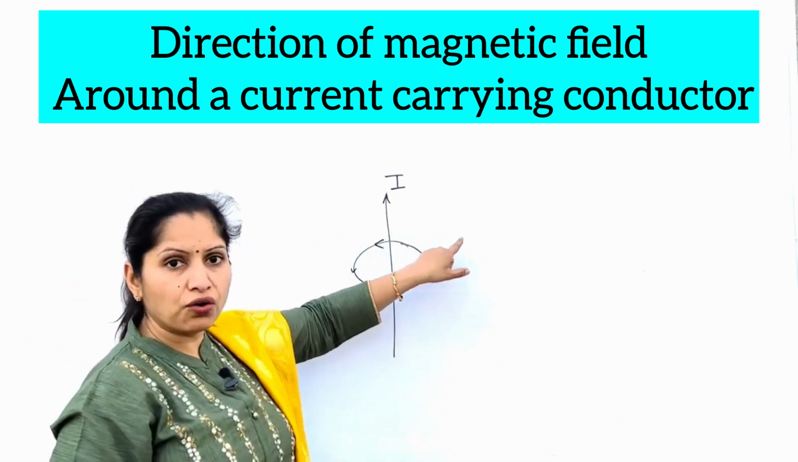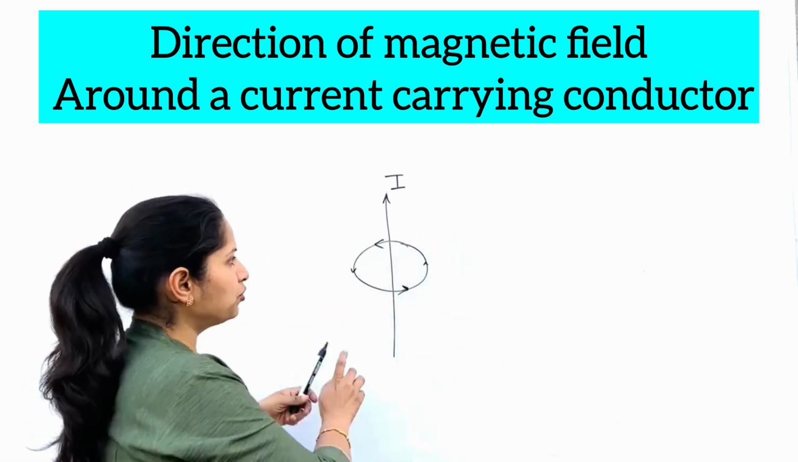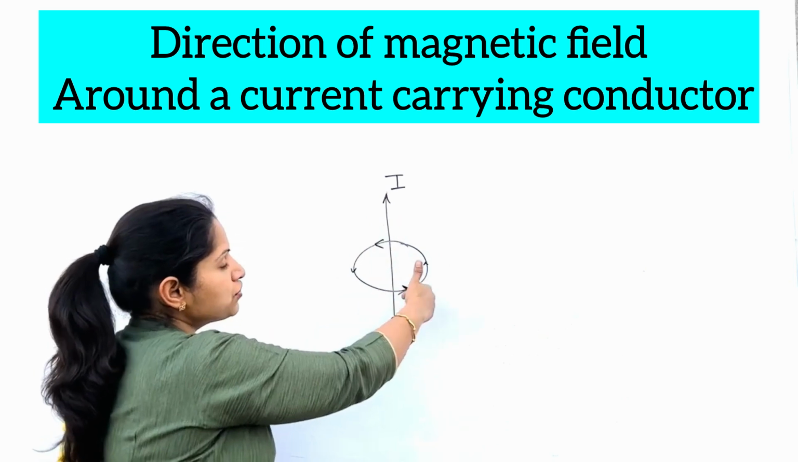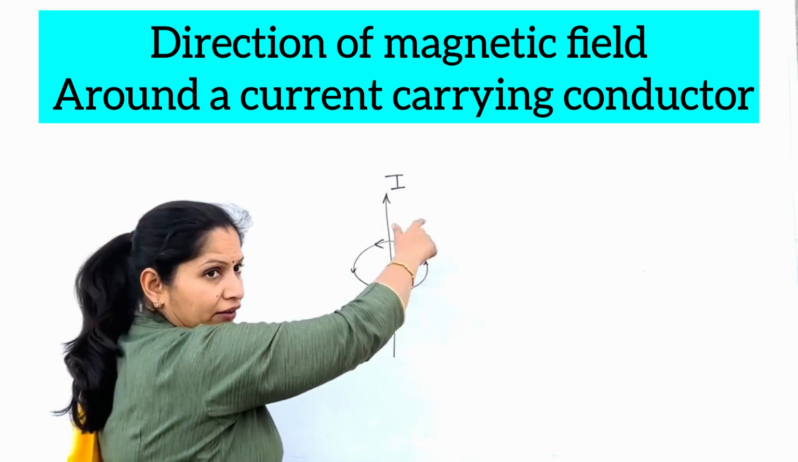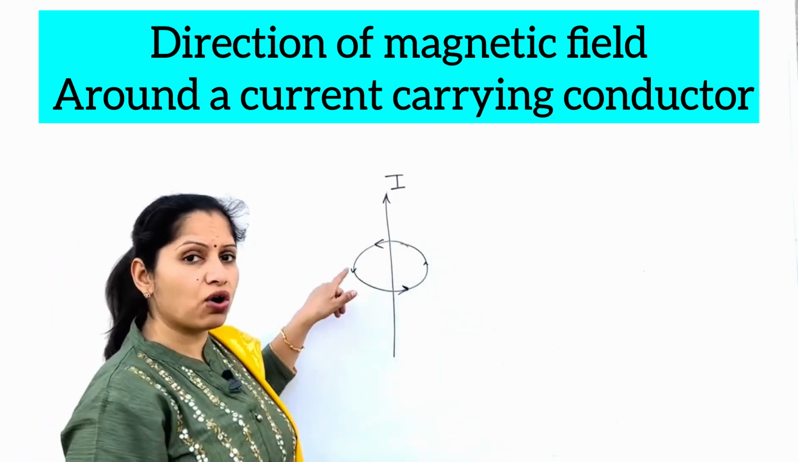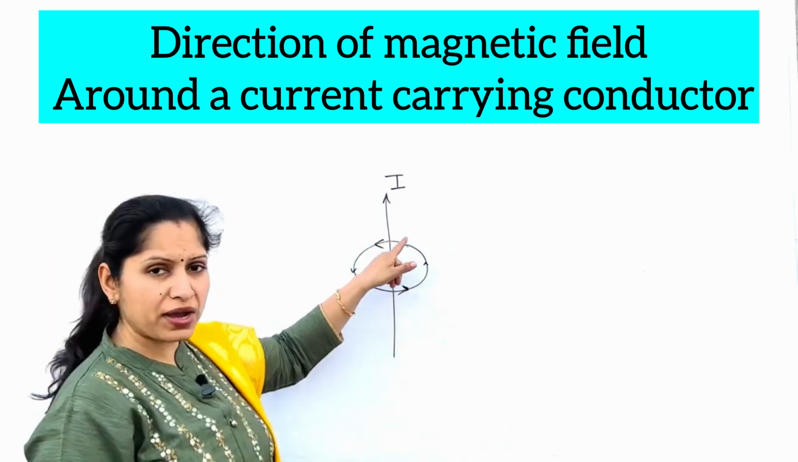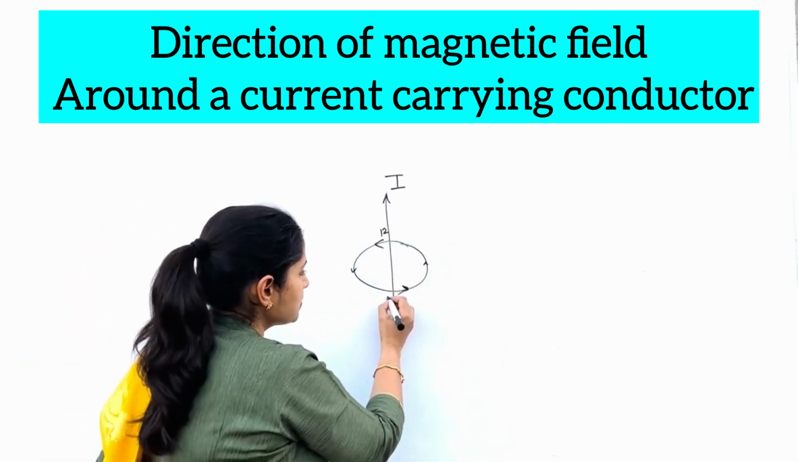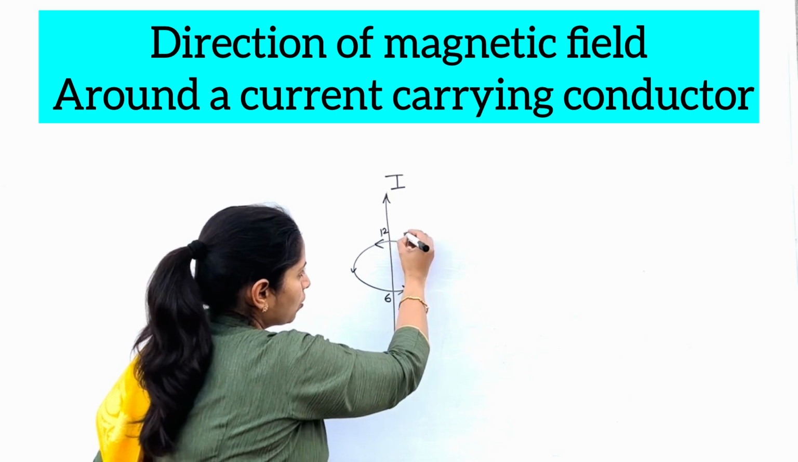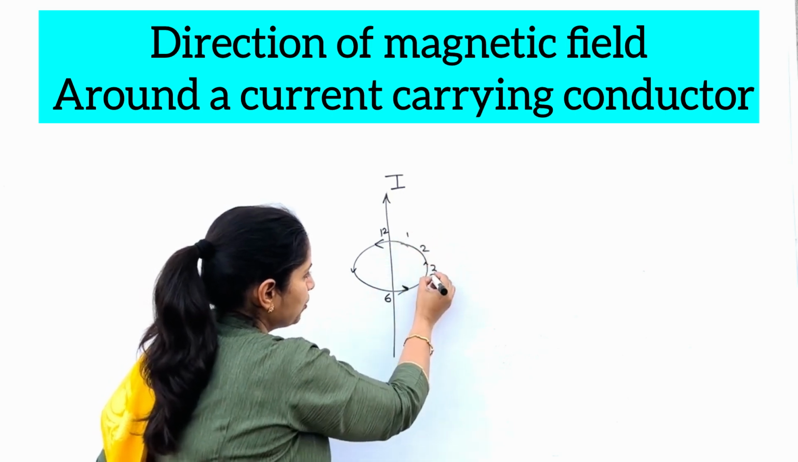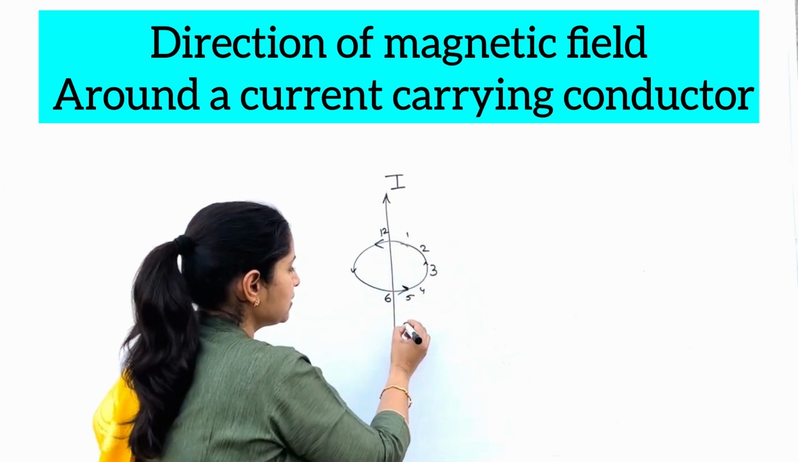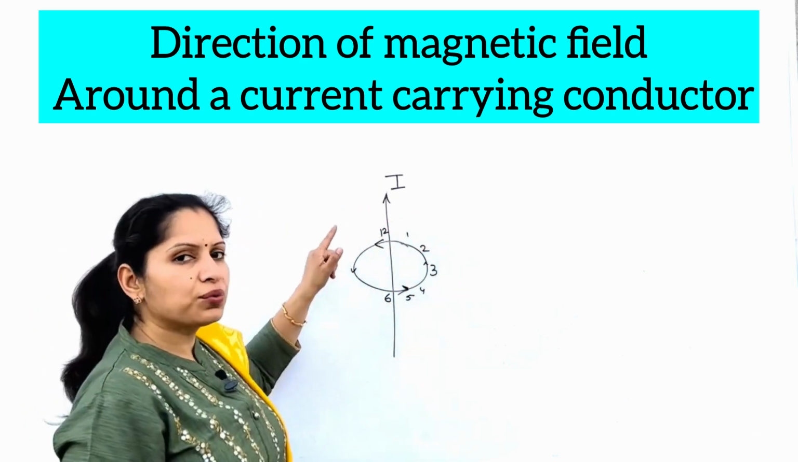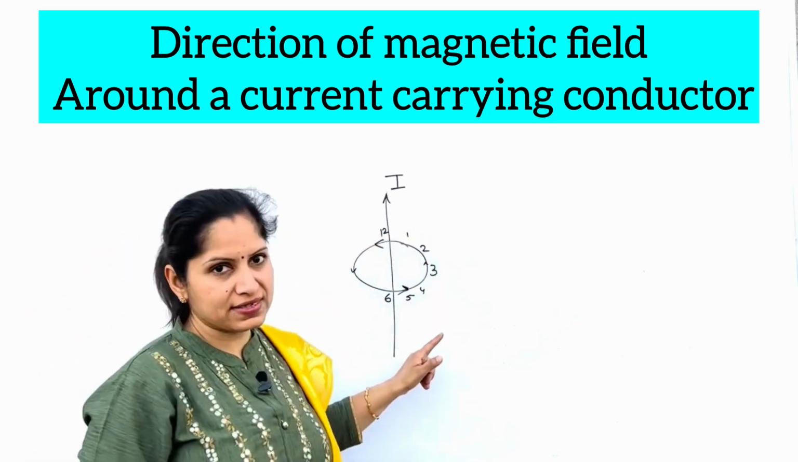This is the direction of the magnetic field lines. When the current is going upwards, the turn of the fingers is like this. So the direction of magnetic field lines is anti-clockwise. You can see that it is anti-clockwise. Why I'm saying anti-clockwise? If it is a 12 o'clock position and this is a 6 o'clock position, your clock moves like this: 1, 2, 3, 4, 5, and then 6. But here it's moving in the opposite way, so we call it its anti-clockwise direction.